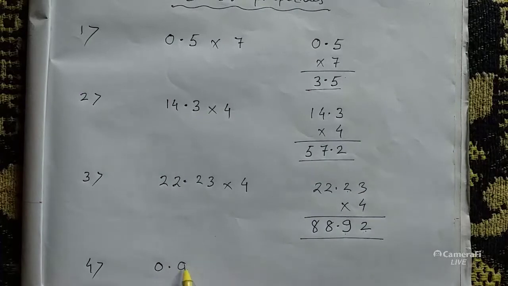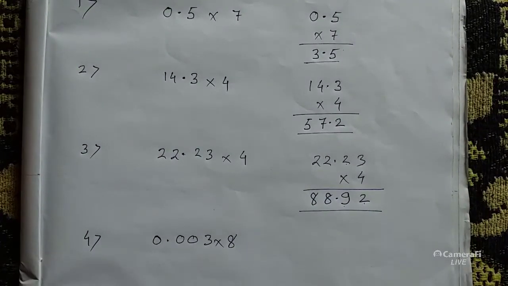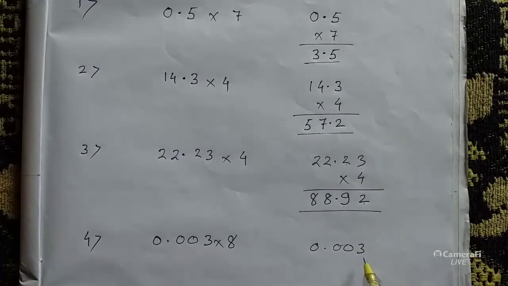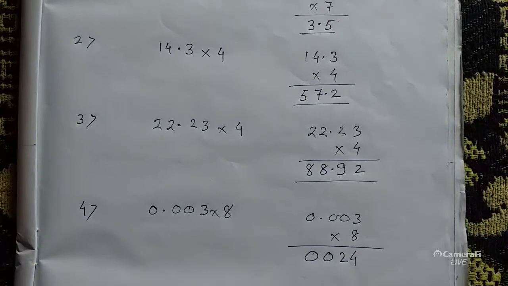Suppose this we have to find: 0.003 multiply 8. So 0.003 multiply 8. Let us multiply leaving the decimal. 8 times 3 is 24, 2 carry, 8 times 0 is 0 plus 2, 2, 0, 0, 024. Now put the decimal after how many places? 1, 2, 3 digits from the right side. So 1, 2, 3 digits, here will be the decimal. 0.024 becomes the answer.